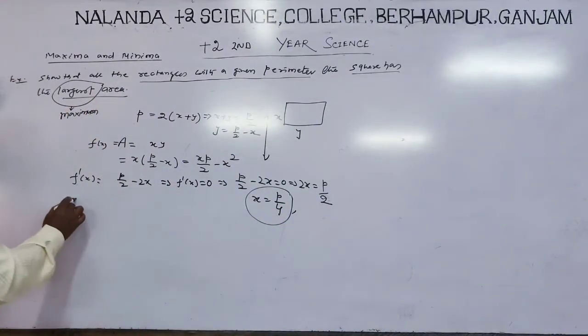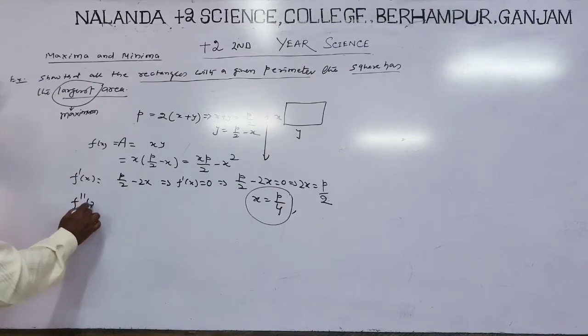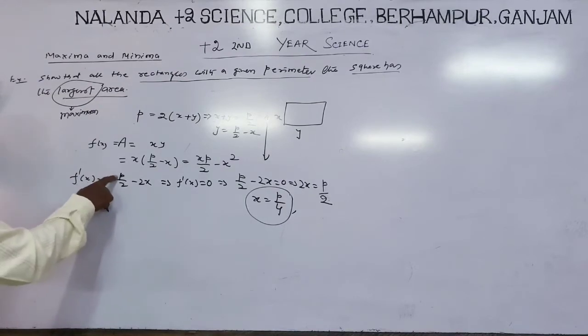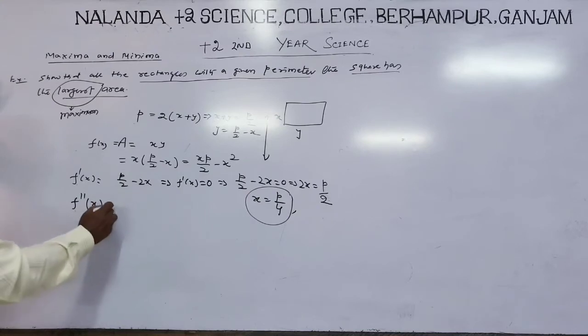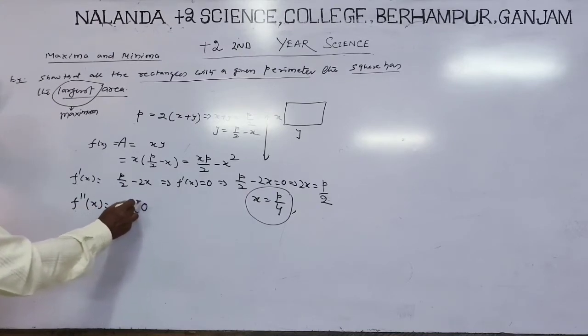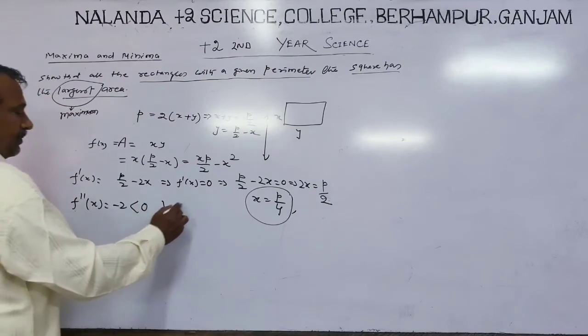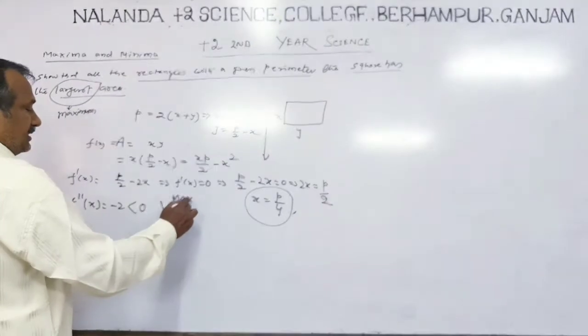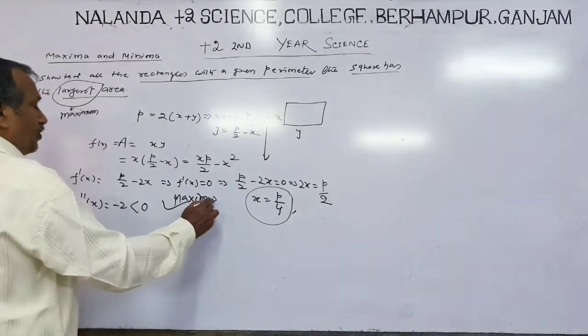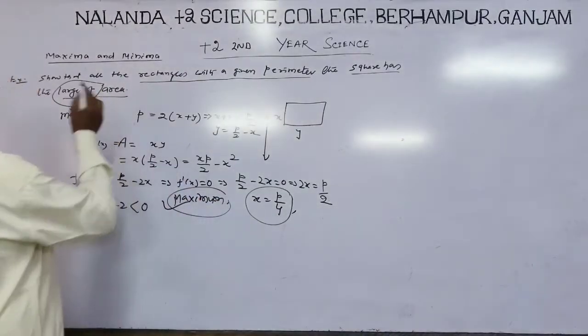Now, what is f dash x? Find out. p is a constant. The derivative of x is 1, minus 2, which is less than 0. Is it a maximum or the largest area? Yes, it is a maximum. Maximum, or you can write largest area.